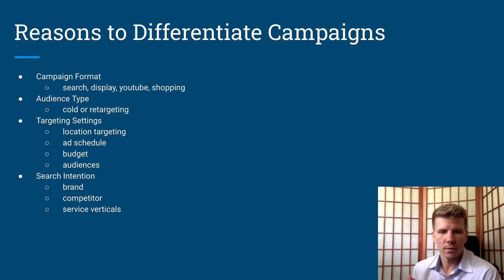Service verticals would be the most straightforward. If you have two different service verticals, such as in the dentistry example, you have general dentistry, but then you have a specialty like endodontics or periodontics. You might have different campaigns for those because you're going to allocate budget differently to those. They might have different schedules, they might have different performance, and you use different bid strategies on those. So that's why you might want to split up your campaigns.